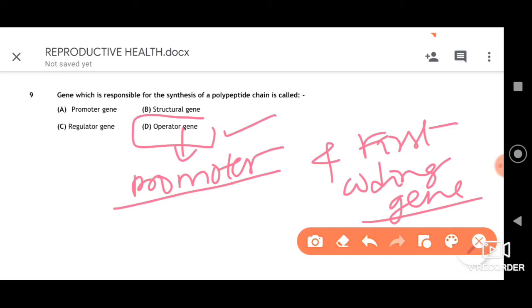So anyway, what we need to understand is that the gene which is responsible for synthesis of a polypeptide chain, that is the enzymes or generally a polypeptide chain, is nothing but the structural gene. So you have to go for option 2, that is your right answer.